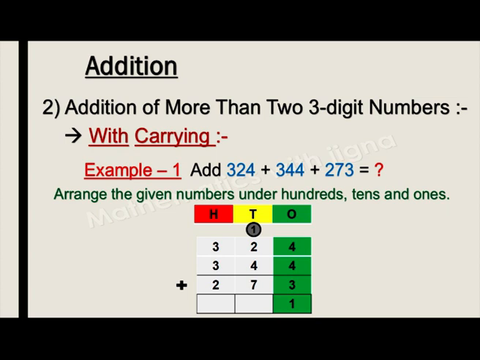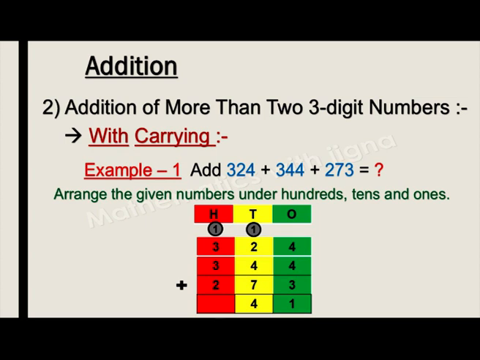Now step 2. Add the digits at the tens place. 2 plus 4 plus 7 and add one more 10 which we carried over. So it is equal to 14. So write 4 in the tens place and carry over 100 to the hundreds column.